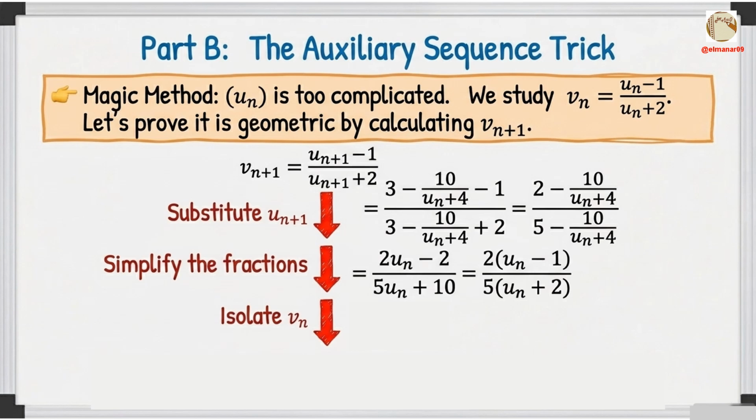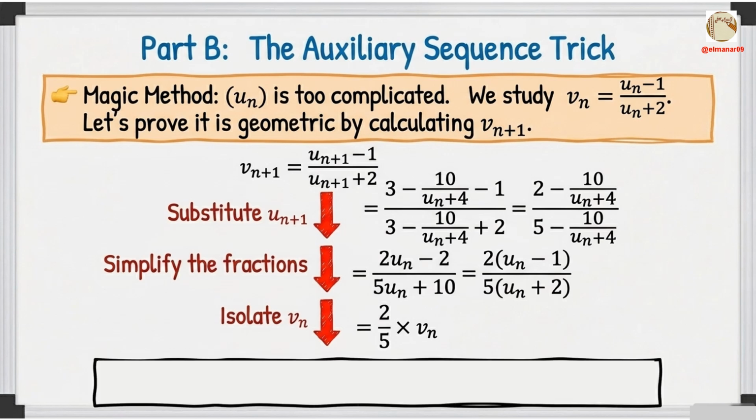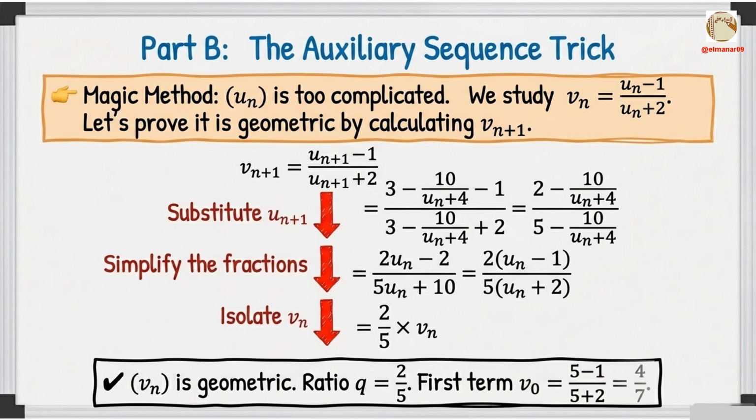We get 2/5 times (u_n minus 1) over (u_n plus 2). Look at that! That bracketed part is exactly V_n. So V_n plus 1 equals 2/5 V_n. It's a geometric sequence with a ratio q equals 2/5. Success!